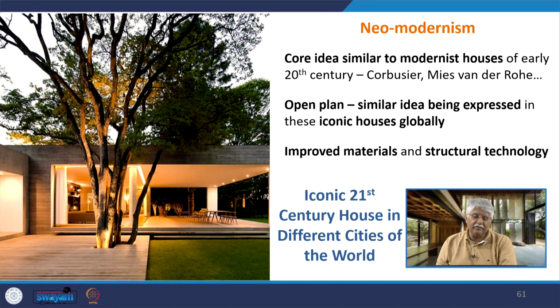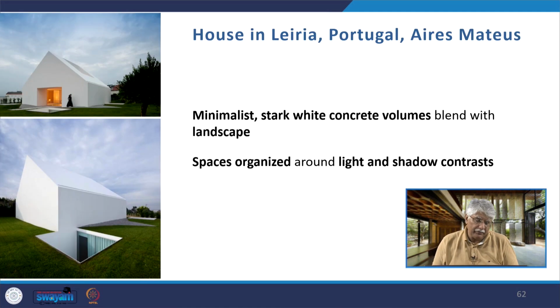The new modernism is a core idea similar to modernist houses, with open plan being expressed in these iconic houses globally, but having, for example, improved materials, improved structural technology, and certain other features added on to them. I'll just quickly run through a few houses in the ending, without going into a lot of detail about them, but they are interesting ones.